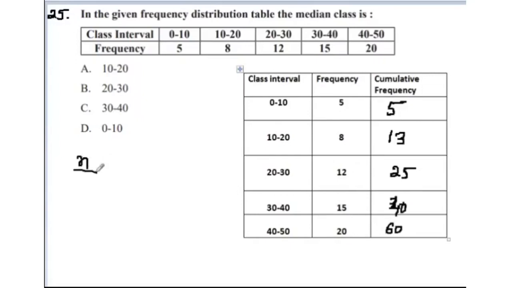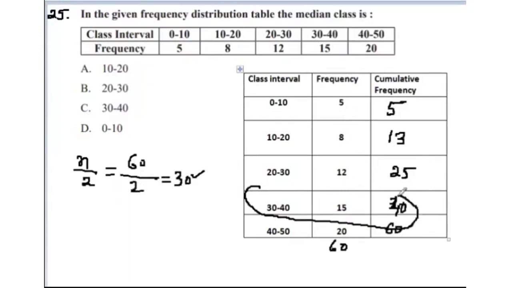To find the median class, we have to use the formula n by 2, where n is the total frequency, 60 by 2, which is nothing but 30. This value 30 lies after 25, so the median class will be 30 to 40. The median class lies between 30 to 40. Option C is the correct answer.